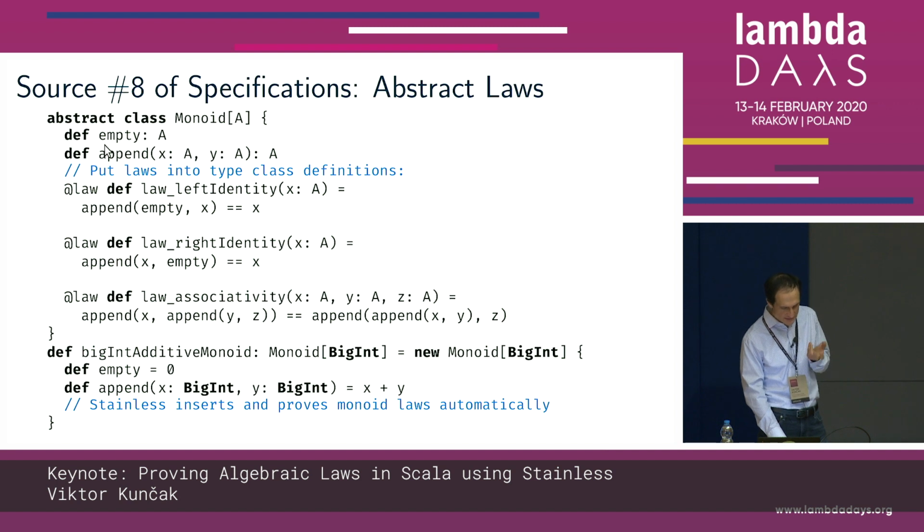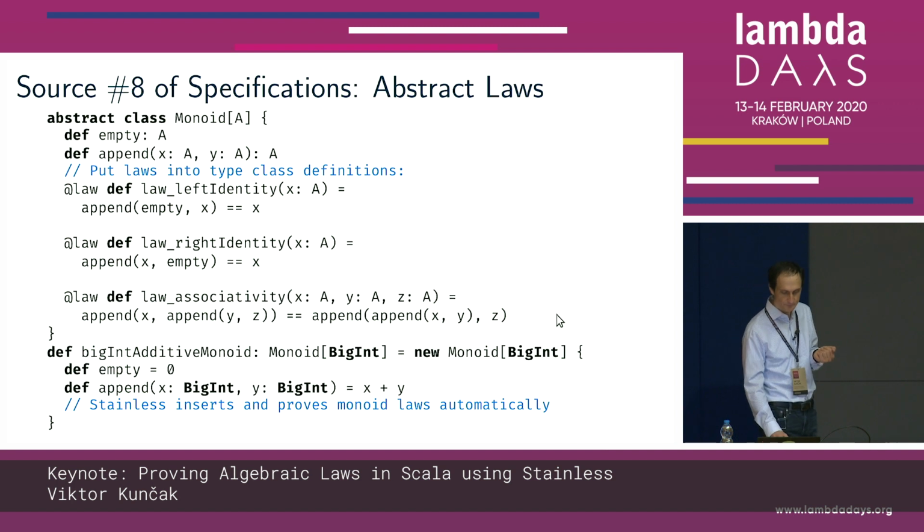But a monoid is not just this, right? It's just this operation and the neutral element. It really is defined by the laws, and the laws say that empty is the left and right identity, and that associativity holds. And we can write these simply as functions that return Booleans. I didn't indicate it here, but the return type would be Boolean.